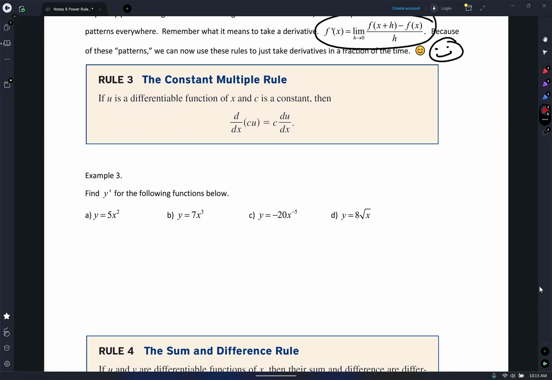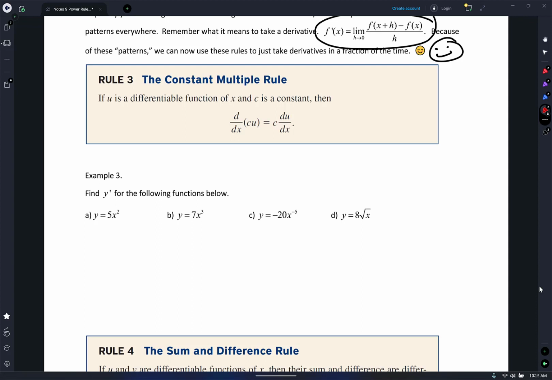Look, if u is a differentiable function of x and c is a constant, then d/dx of cu is equal to c du/dx. I always introduce it initially, and then somehow you guys forget, and then I go to trig, and then you guys all want to use product rule. Don't worry, we'll get there eventually. And I'm like, guys, remember from this? So we have like a headache for like 3 days, and then you guys finally come around and get it. All right, here we go.